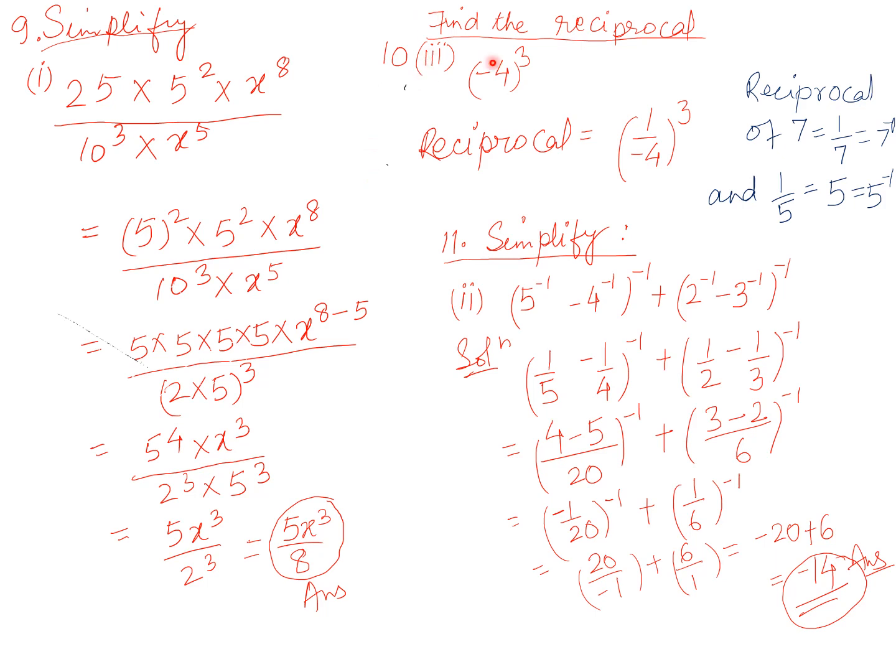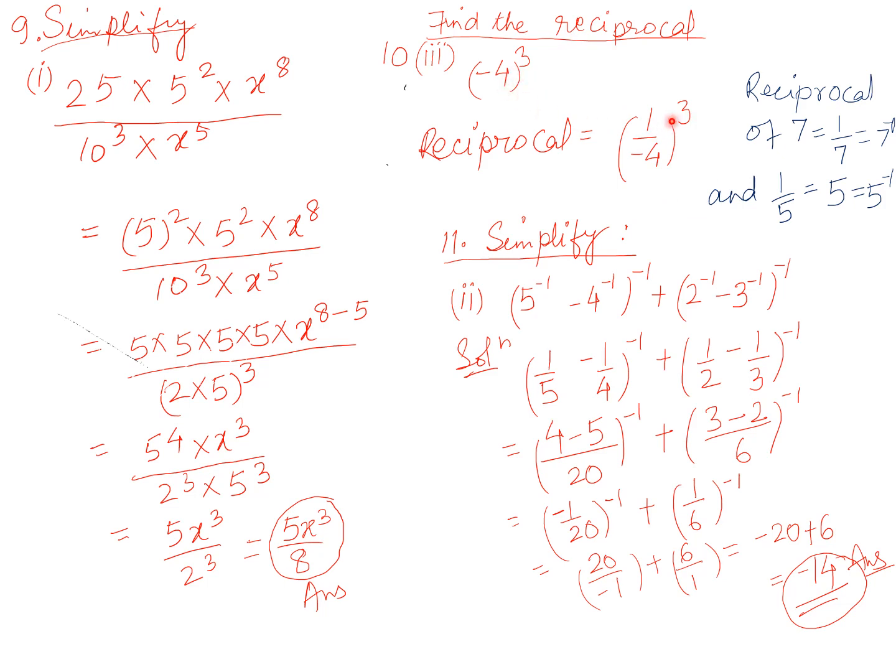Question number 10 is asking to find the reciprocal of minus 4 to the power 3. So minus 4 to the power 3 can be written as 1 by minus 4 to the power 3, because reciprocal means you just have to divide it. Divide 1 by it.